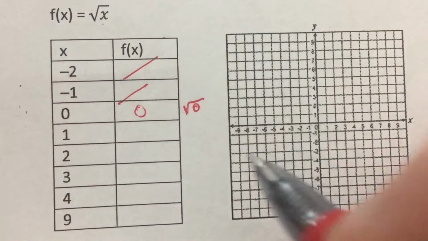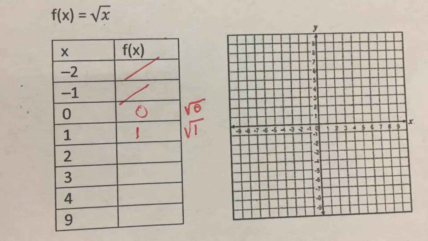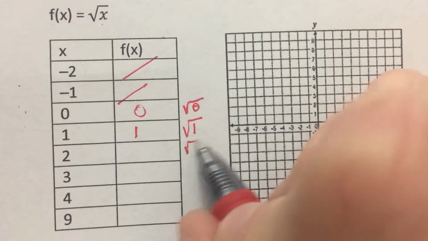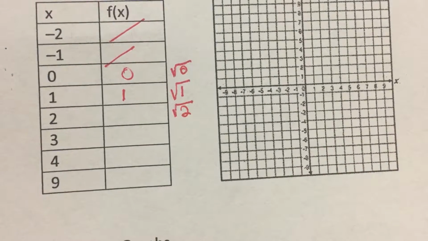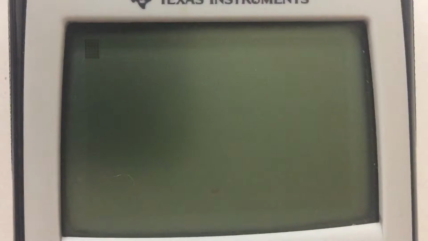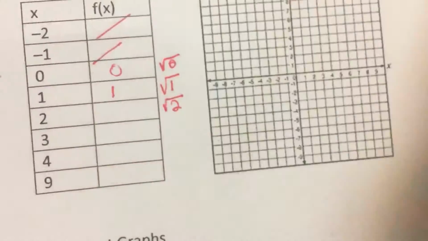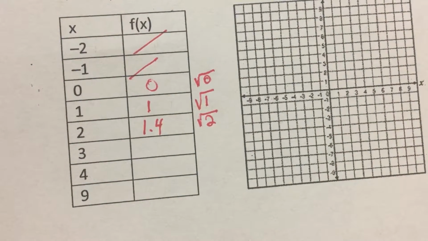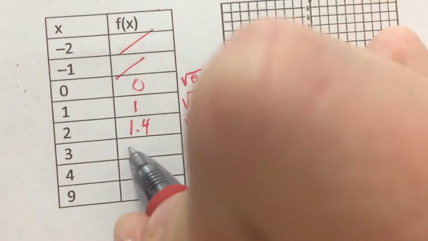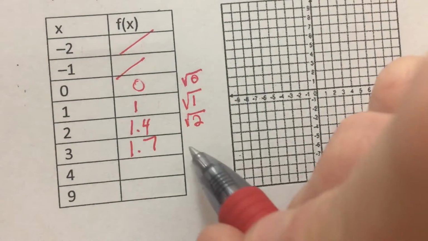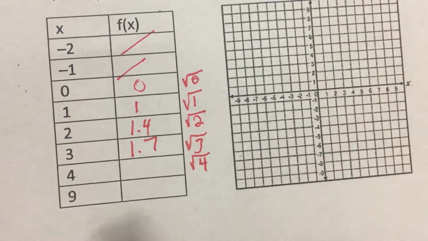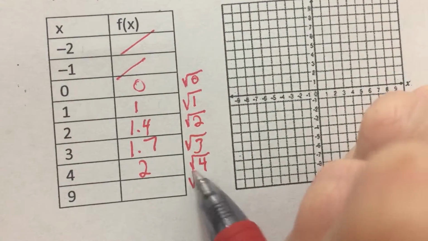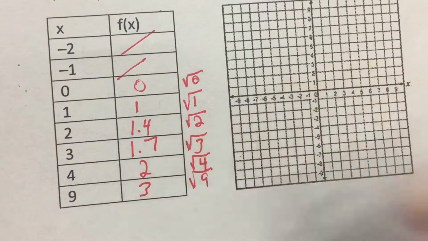If you plug in 1, the square root of 1 is 1. If you plug in 2, the square root of 2 is actually an irrational number. I just kind of want to show you here on the calculator so we can get a general idea, and then I'll start doing them on my own. If I type in the square root of 2, you'll see I get about 1.4. The square root of 3 is about 1.7. The square root of 4 is a perfect square. It actually makes 2, and the square root of 9 is also a perfect square, and that makes 3.